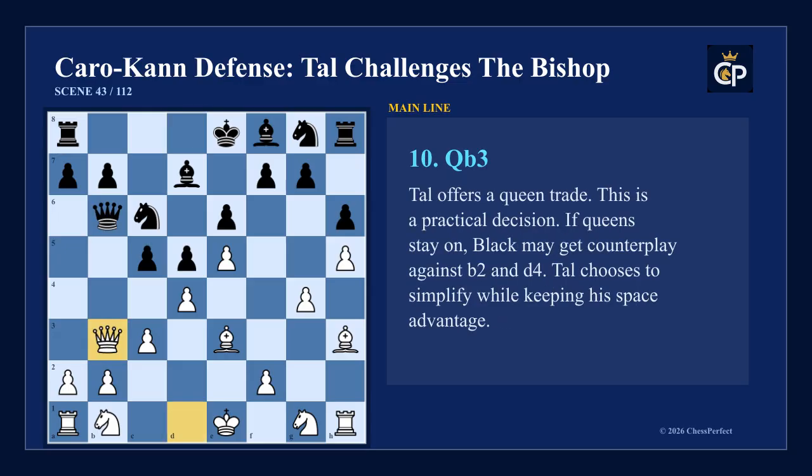Queen b3. Tal offers a queen trade. This is a practical decision. If queens stay on, Black may get counterplay against b2 and d4. Tal chooses to simplify while keeping his space advantage.